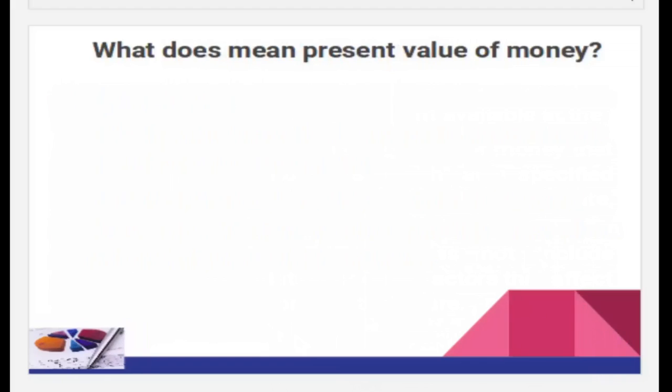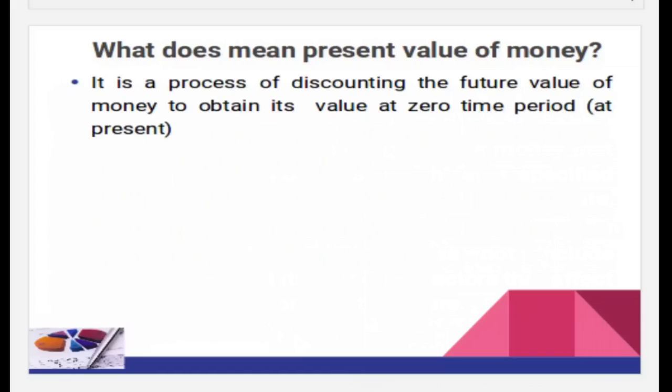So what does present value of money mean? Present value states that an amount of money today is worth more than the same amount in future. In other words, the money received in future is not worth as much as an equal amount received today. It is a process of discounting the future value of money to obtain its value at zero time period, that is, at present.